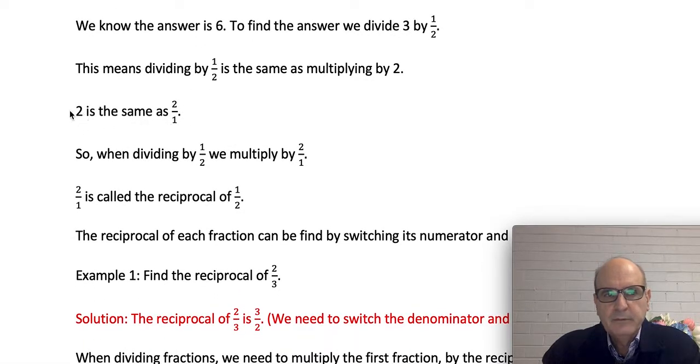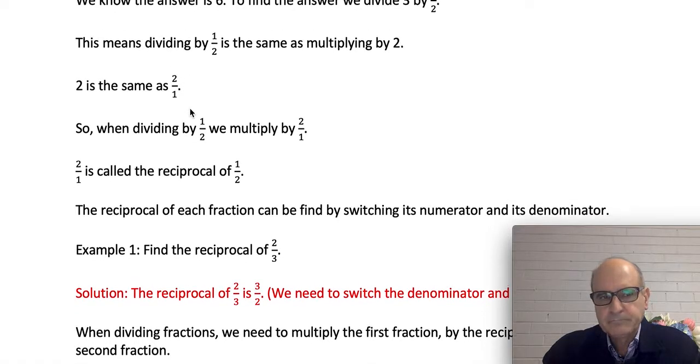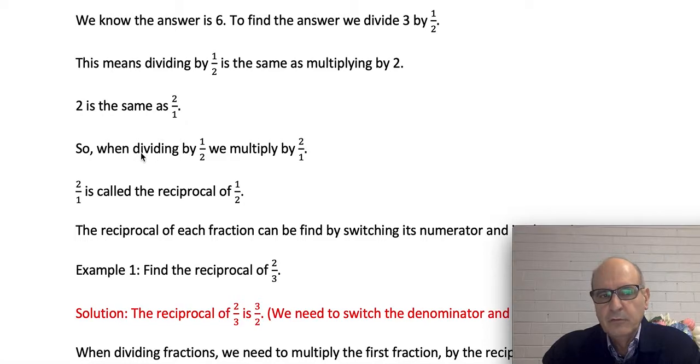But remember, 2 is the same as 2 over 1. We already said that any whole number can be written in the form of a fraction with 1 in the denominator and the whole number itself in the numerator. So when dividing by 1 over 2, we multiply by 2, or 2 over 1.